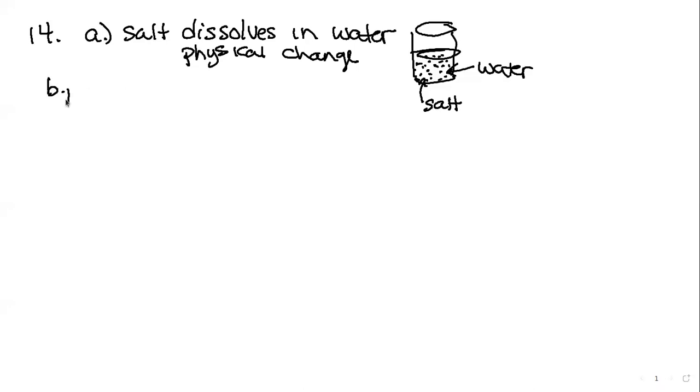Okay, B, penny is cut in two. Anything you cut into 2 pieces or 10 pieces or 100 pieces still has the same atoms and molecules and compounds, all the same as it was before. So this is physical.